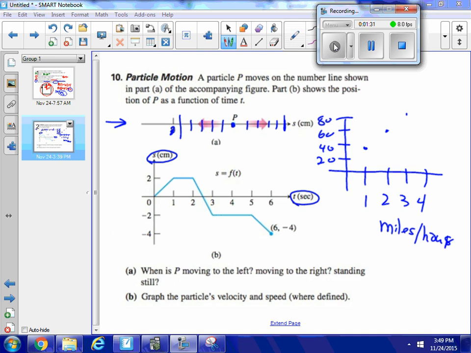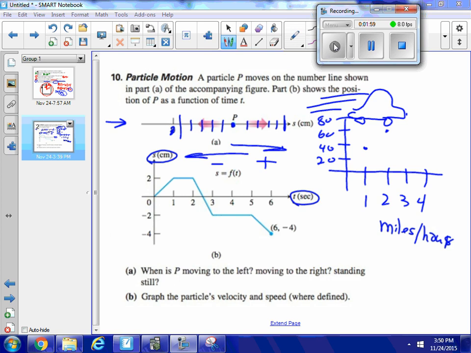But a difference with the particle motion from a miles per hour is that, generally speaking, when we're talking about miles per hour, our car, here's a little car, is moving in just one direction. Whereas the particle can be moving in more than one direction. The particle can be moving that way, or it can be moving that way. And we're going to look at this as being positive direction, and this as being negative direction.